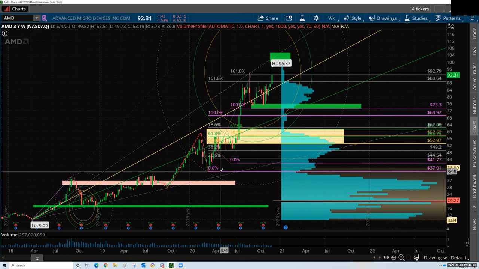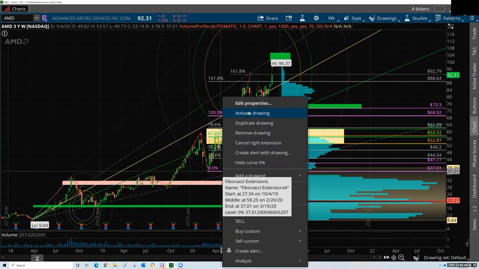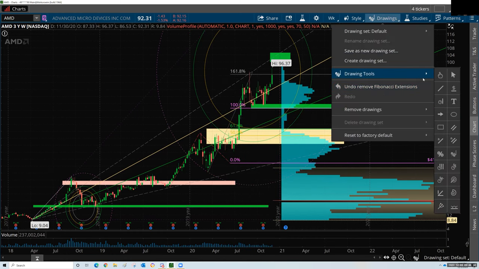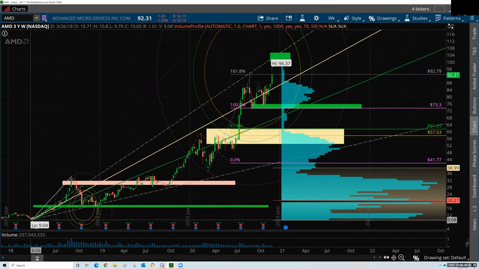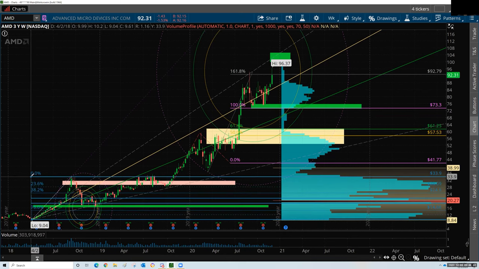If we did it on AMD, for example, it would be very difficult to do it this way because I would have a billion of them on this chart. Let me show you what I mean. So this is the traditional Fibonacci retracement. You draw it here to here. This is not the extension. So a period low to a period high. And then you're going to get a period high to a period low.